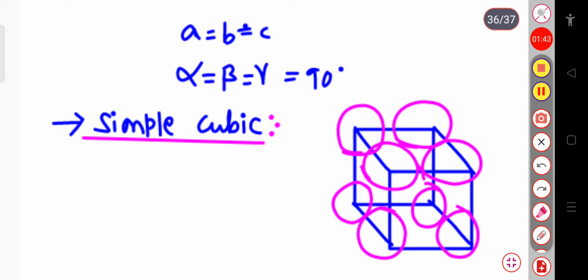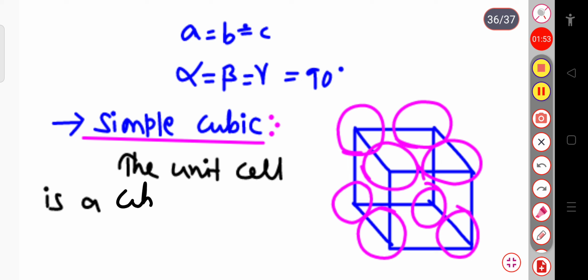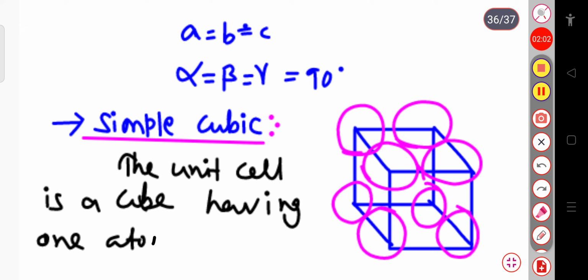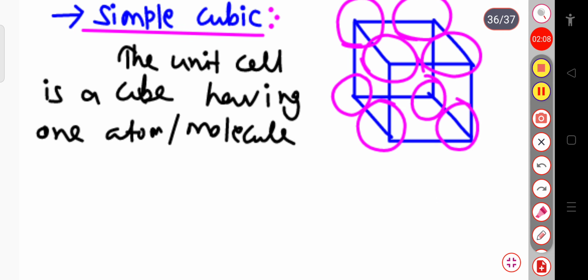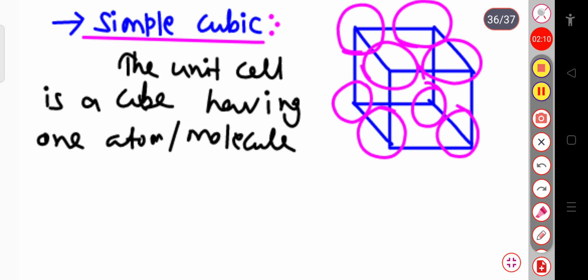Here I can write that the unit cell is a cube having one atom or molecule at each corner. So this is the simple cubic structure.